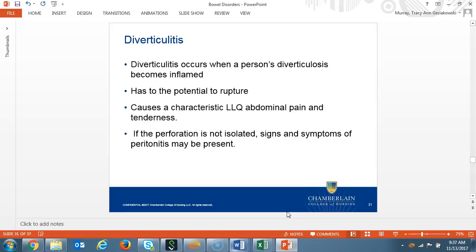Diverticulitis occurs when a patient's diverticulosis becomes inflamed, and when the projection becomes occluded, it can progress to the point of rupture. Acute diverticulitis causes a characteristic left lower quadrant abdominal pain and tenderness. If the perforation is not isolated, signs and symptoms of peritonitis may be present.